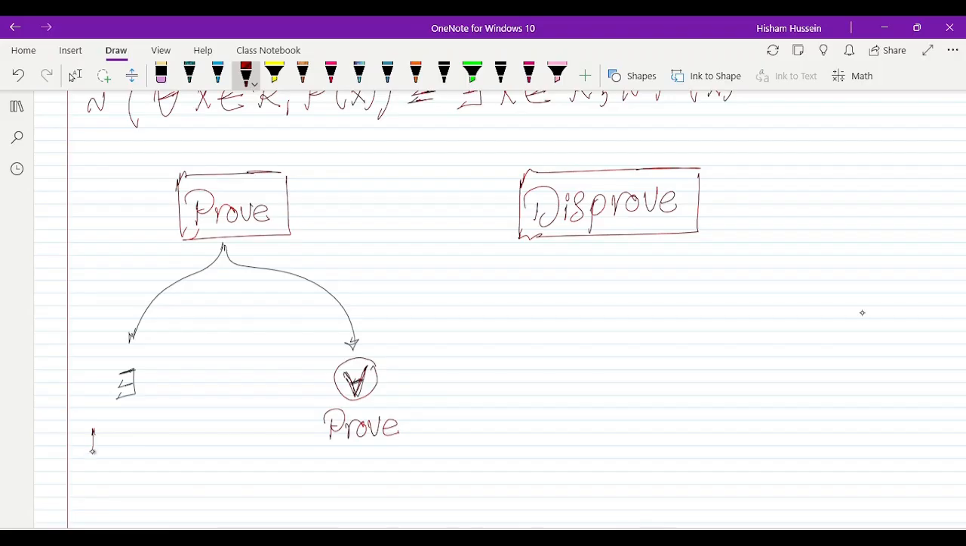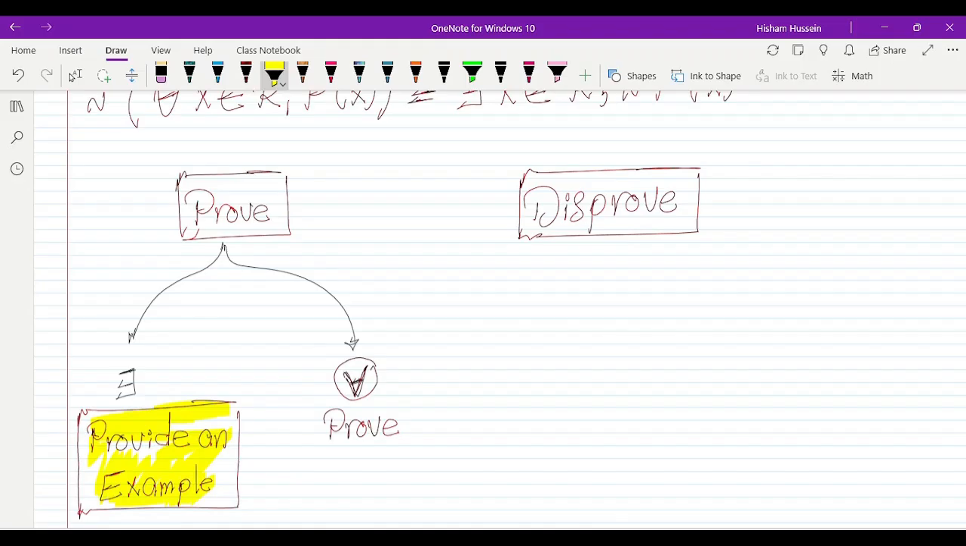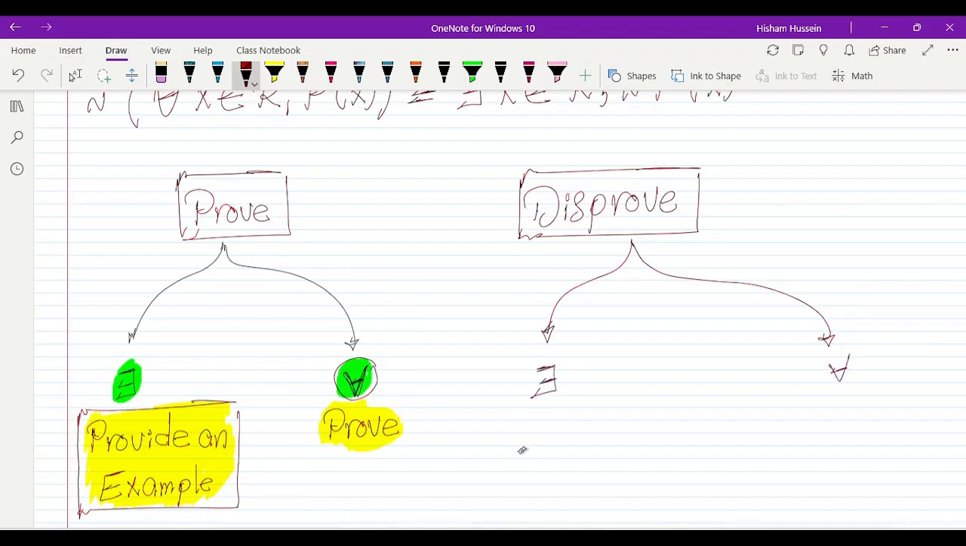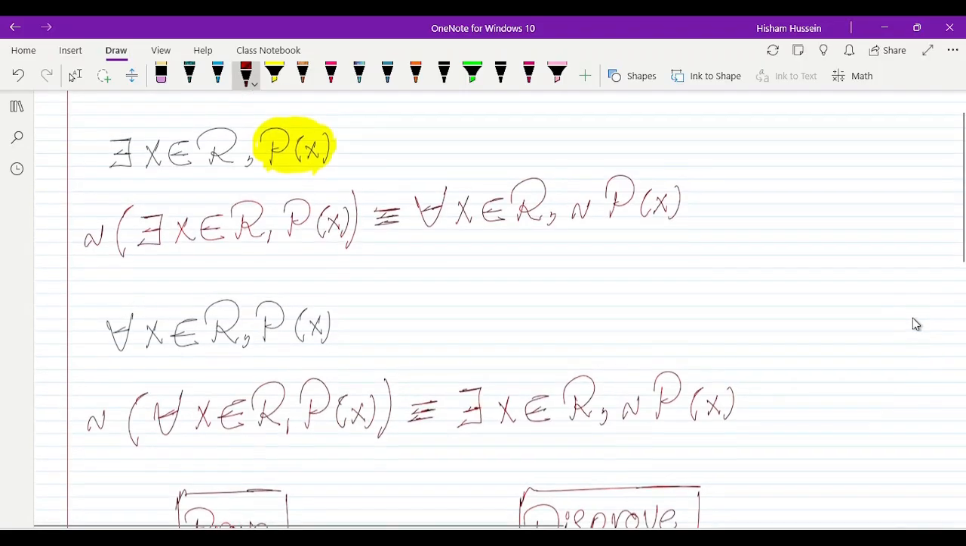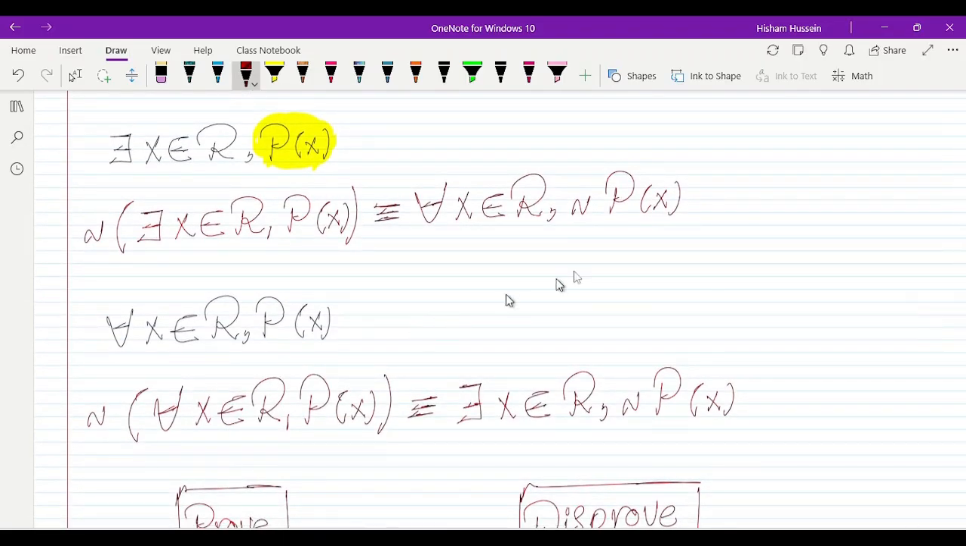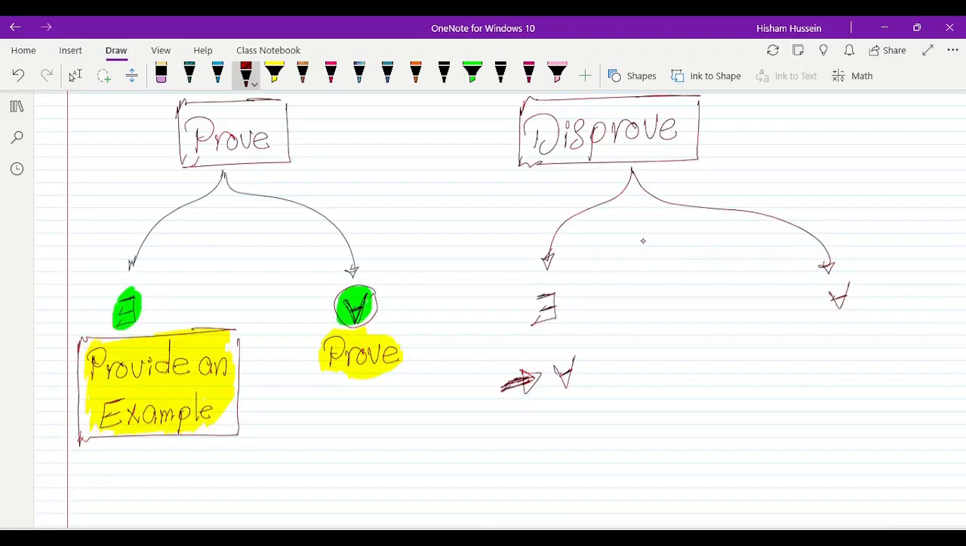just to provide an example. While for the disprove, we have two types of statements. Disprove a statement with there exists, and disprove a statement with for all. To disprove a statement with there exists, you just provide a proof of its negation, which is a for every statement.